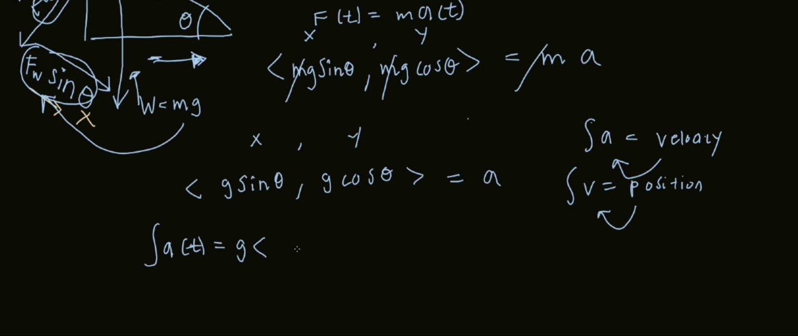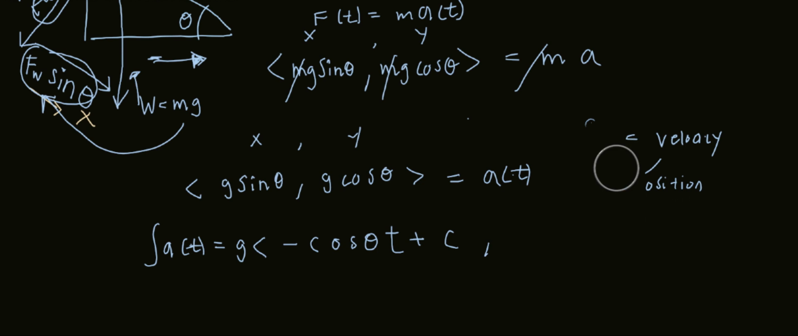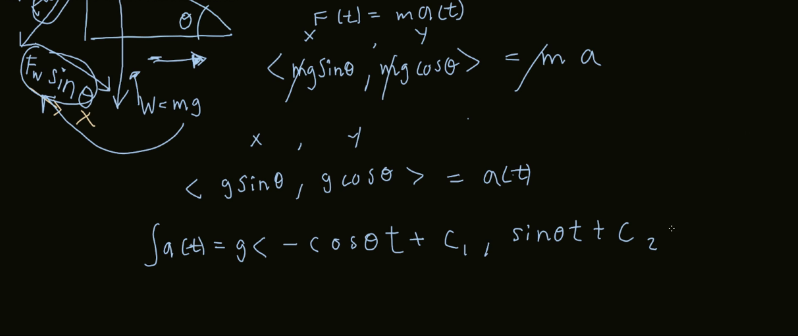I'm going to take the g out. So when I integrate sine, I get negative cosine. I have to remember that everything is with respect to t. So we have negative cosine theta and t, don't forget about that, and then we have a constant, okay? I'm going to erase this. Okay, and then the next thing is when we integrate cosine, we have sine theta t plus some constant. So constant 1, constant 2. Okay, so now we have this, right?